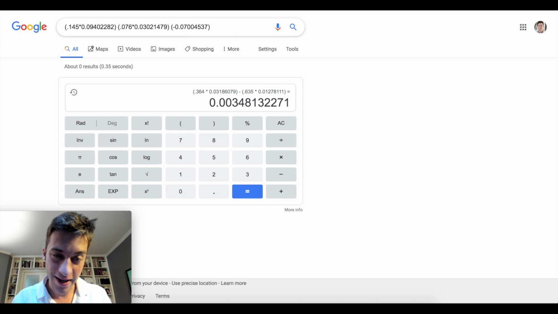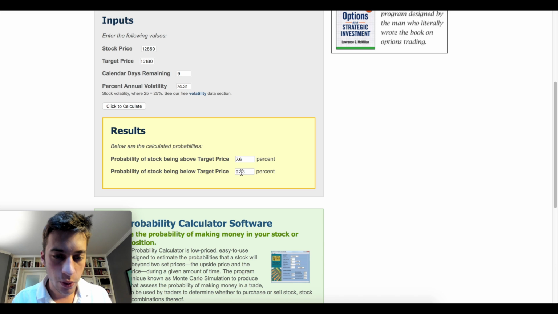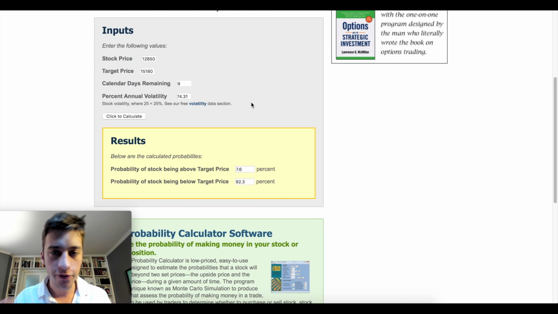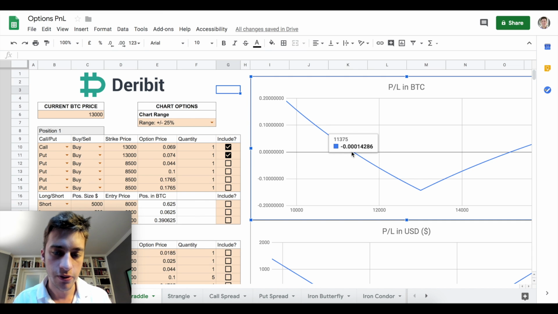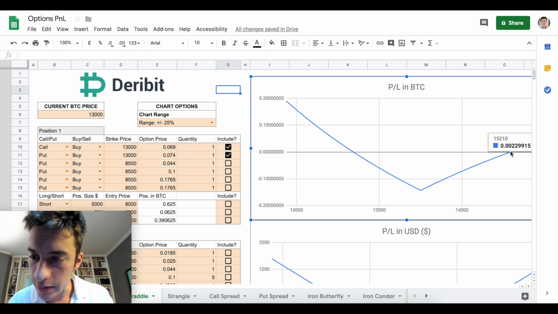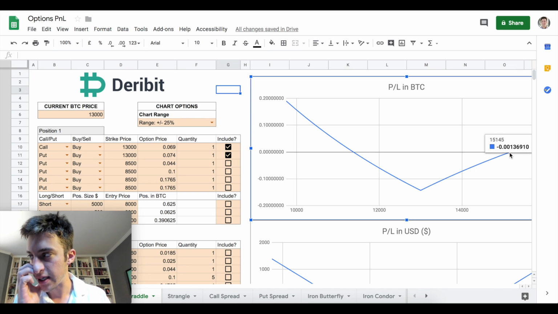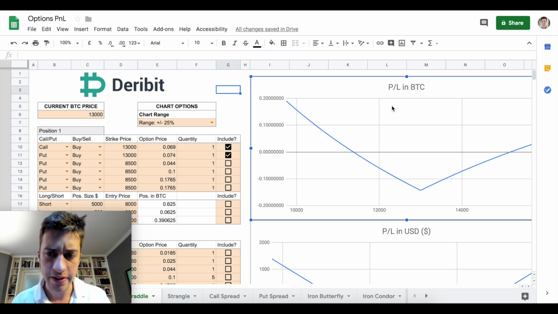Probably pretty high. Well, the probability that we lose money is actually given here, a 92.3% chance. But first I need to calculate if price is going to settle between two values, which I don't know if this calculator can do. What I would need to calculate is the probability that price is going to be between 11,375 and 15,180. I think that's probably pretty high. But I could just do a quick spitball calculation, which would be to average the probability that price is below here with the probability that price is above here.